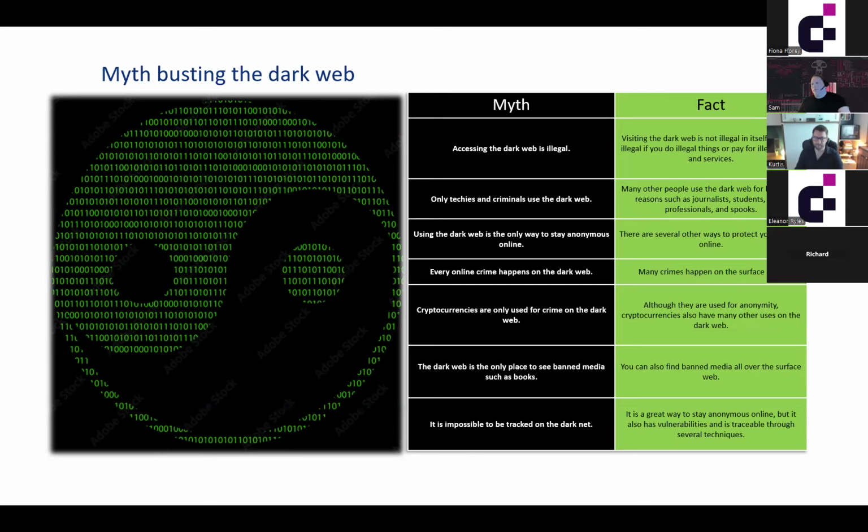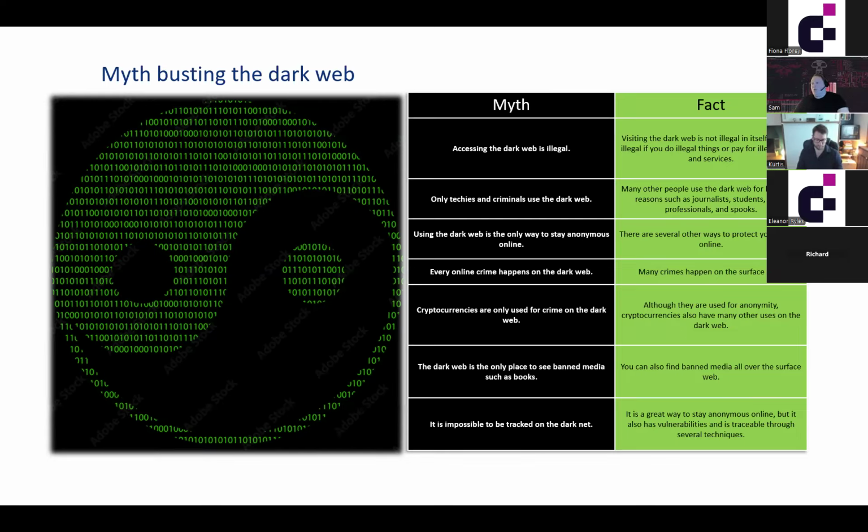That's the idea. The dark web is the only place to see banned media, such as books. Again, not true. You can find banned media all over the surface web. You can Google Internet Archives, the Wayback Machine. There's all sorts of ways to find things. VPNs, if something's blocked in your country, you can view it somewhere else.